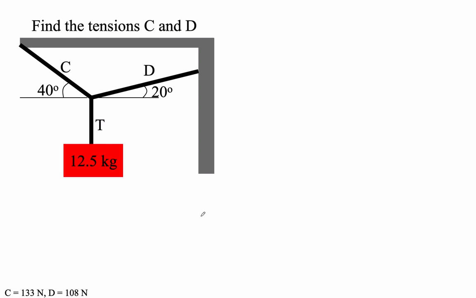Okay, so this one's not going to have a happy ending. We're going to have to use matrices or linear combination or something like that to solve this. I'm going to choose matrices because C and D are not equal. C is actually going to be more tension than D. In general, on these things, the one that's more vertical has more tension.